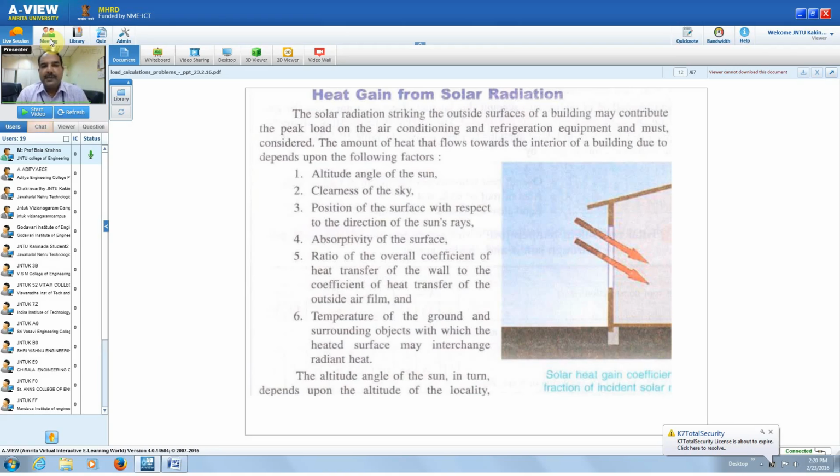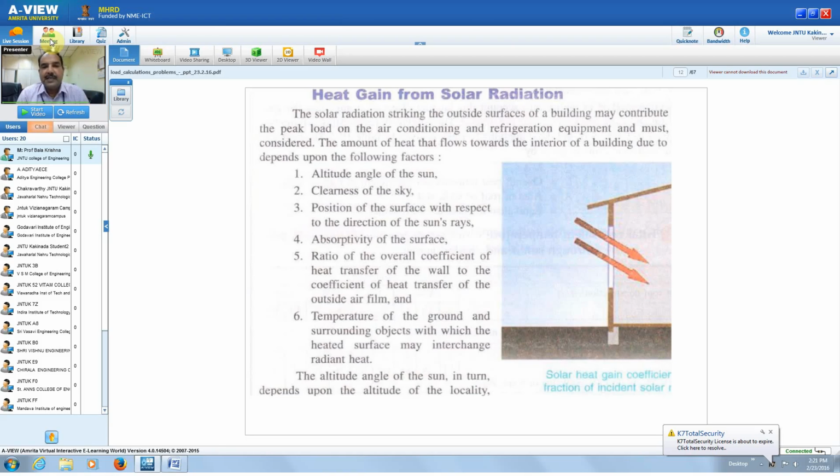First, the altitude and angle of the sun. That means the sun has some inclination, and then midday, that is afternoon; generally at 2 o'clock the temperature is higher compared to other timings. The second one is the cleanness of the sky. If the sky is very clean, that means there are no clouds, then also the temperature is higher. Third, the position of the surface with respect to the direction of the sun rays. Then the fourth one is the absorptivity of the surface.